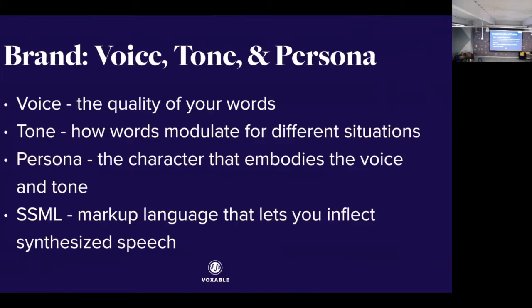So the words and what they're made of, this is how brand influences the words and what's inside of them. And there's voice, tone, and persona. So voice is the quality of the words that you're using. Tone is how you modulate that for specific situations. And then the persona is the character that embodies both the voice and tone. And character could be just the way your brand expresses itself in conversation. And that could also be a mascot, an actual character that is built to deliver your brand's message in conversation.